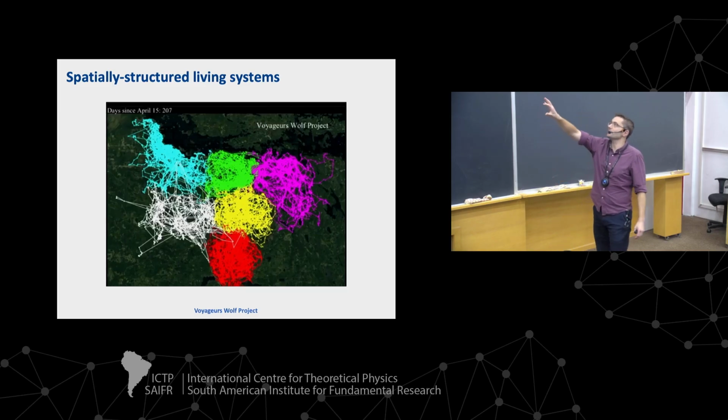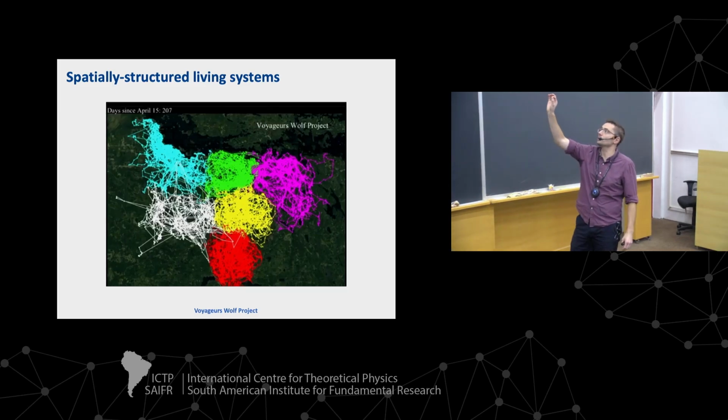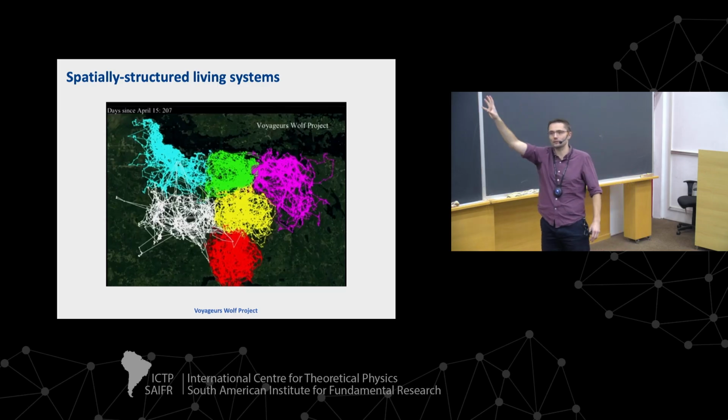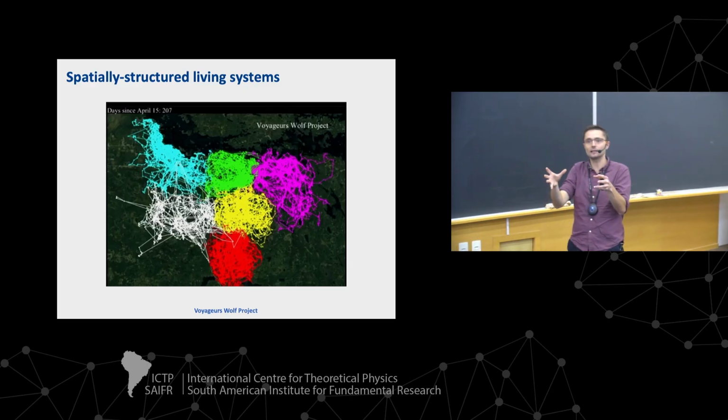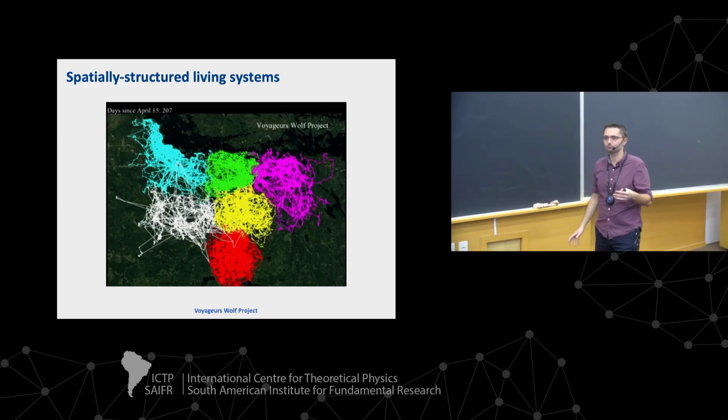So what you are seeing here is trajectories from wolves from different packs. White is one animal, yellow is one animal, and so on and so forth. But that doesn't mean that the white is not surrounded by anyone. The white will be surrounded by other wolves in its pack. It's just that we are not tracking them.